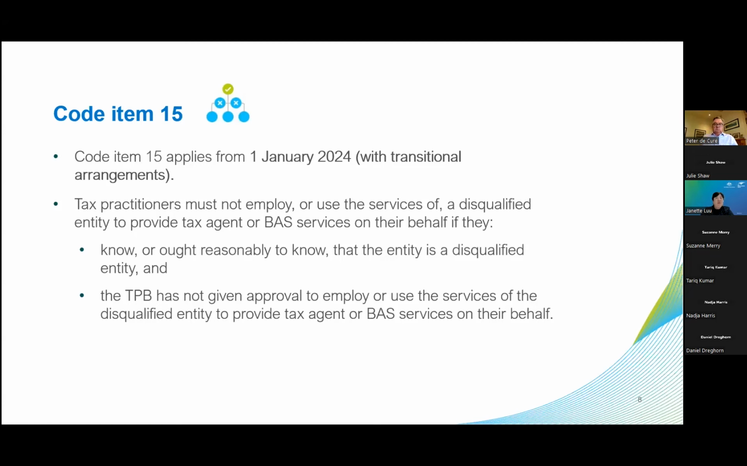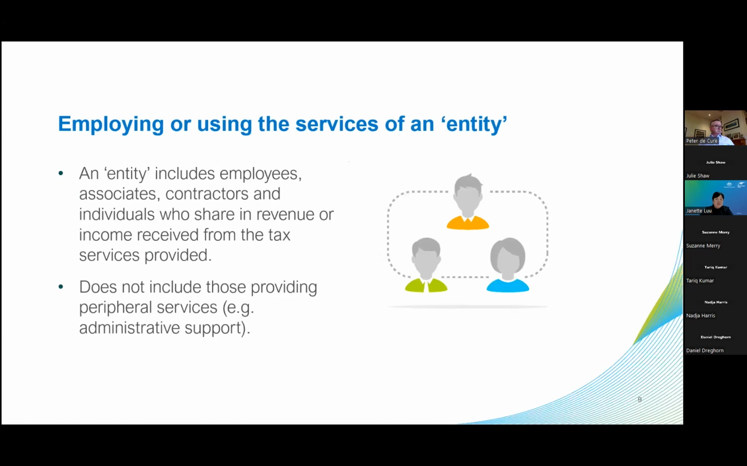We've only got a few dot points on that slide, but there are a lot of really important phrases that we probably should go through in a bit of detail. So we might move on to the next slide to go through each one of those key phrases. The first key phrase is around employing or using the services of an entity. The definition of an entity is quite broad. It includes people that are employees, associates, contractors, as well as those that might share in revenue or income that you might receive from providing tax agent services. So that's a very broad definition of what is an entity.